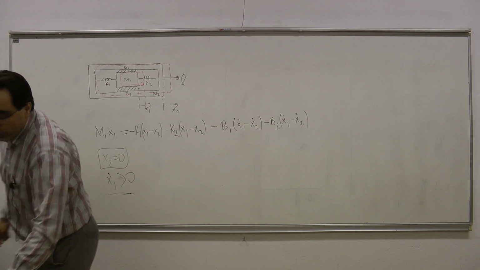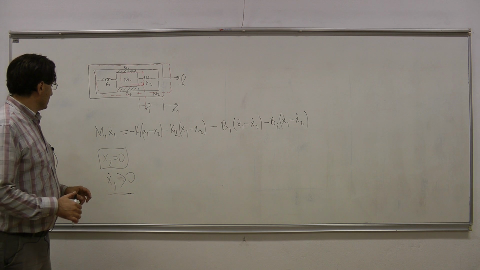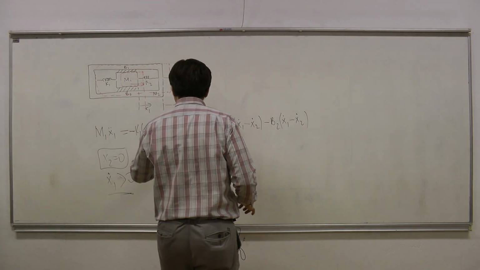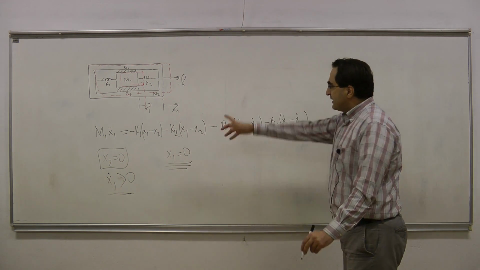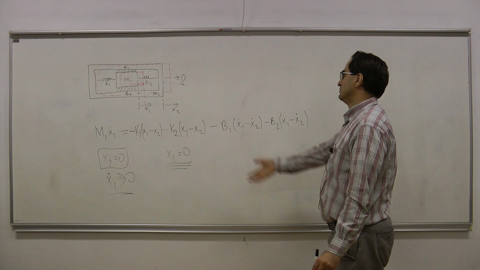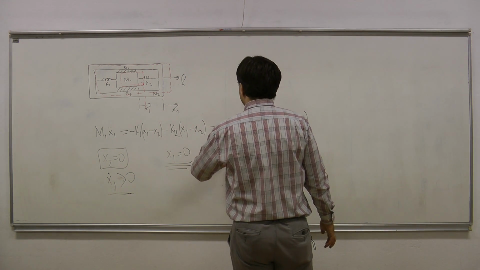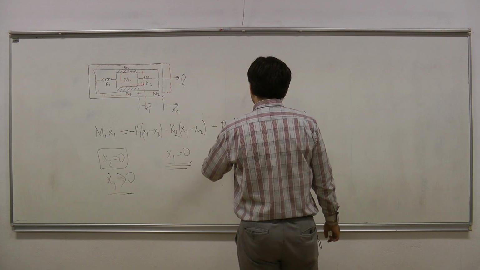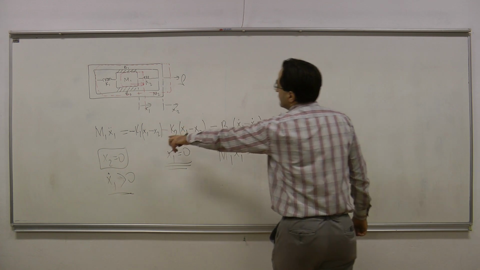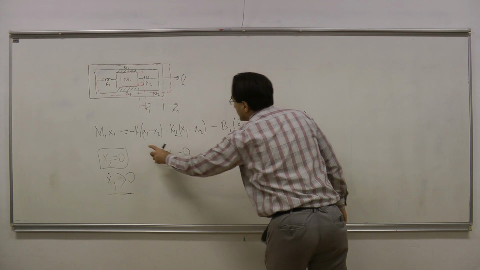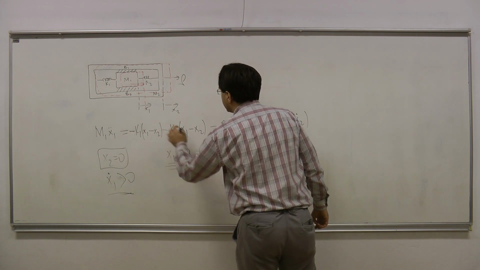Now I would like to also mention the case when x1 is equal to 0. Suppose that x1 is equal to 0. In that case, what happens to these equations? In that case, this equation turns into m1 x1 double dot is equal to, in that case, I would have, this is going to be minus k1 times minus x2.